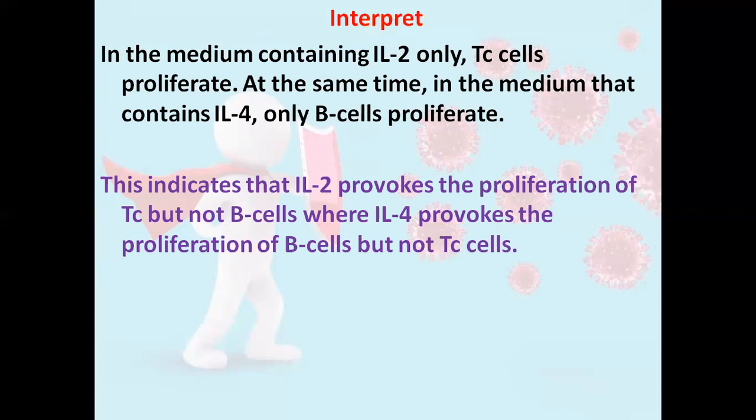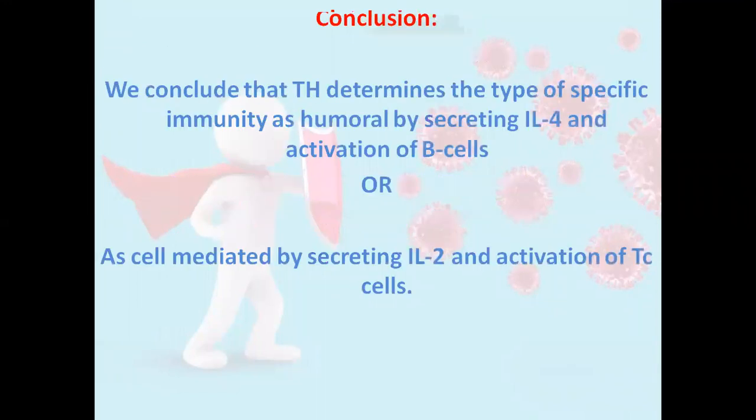Interleukin 2 activates or provokes the proliferation of TC cells. So always keep this in your head so you don't get lost. Interleukin 2, so for TC, T, 2T. Interleukin 4, B lymphocytes. So in conclusion, T helper determines the type of the specific immunity.